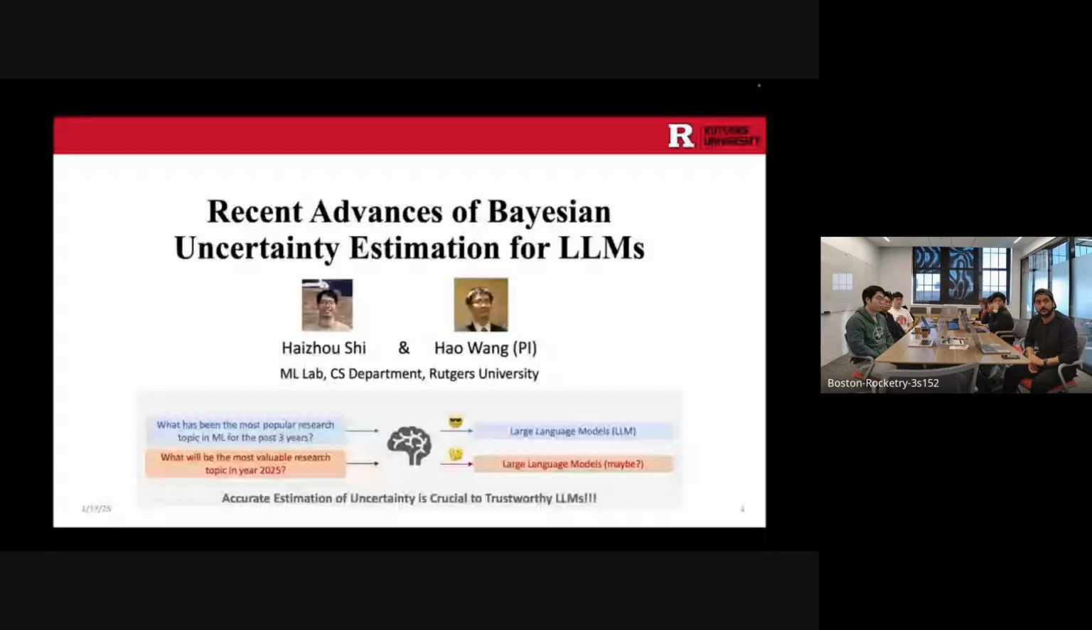So imagine that you have a language model and you ask the question about the most popular research direction in machine learning for the past 3 years, and it will just give you 100% certainty saying that it was large language models. But if you ask what will be the most valuable research topic in year 2025, well, there's still uncertainty remaining in this question. Probably it's large language models, probably there's a new computing paradigm coming out that beats the large language models. We don't know about it. So if a language model can summarize the history and give you a correct estimation of this uncertainty, it will be great. And it will help you to make a decision for yourself.